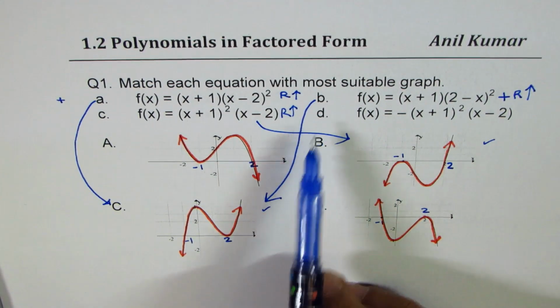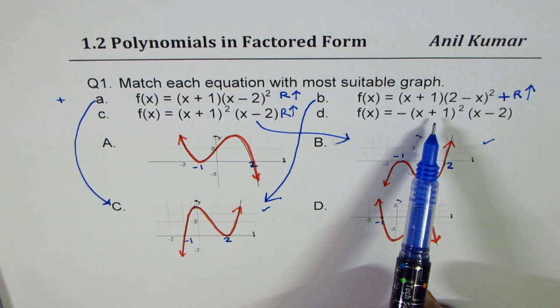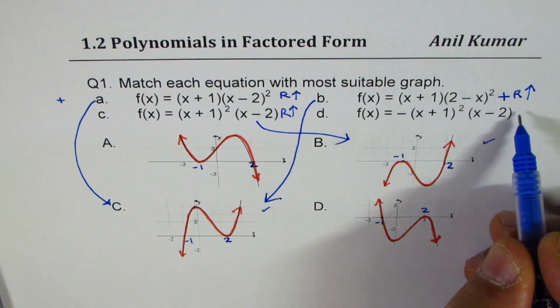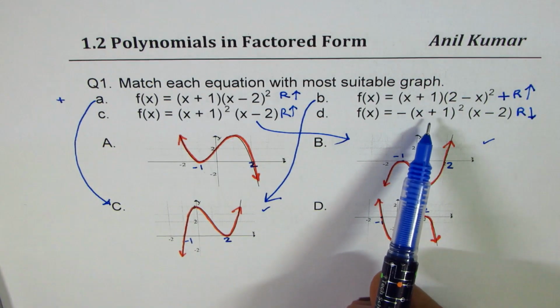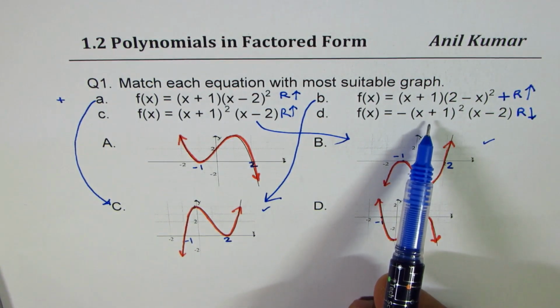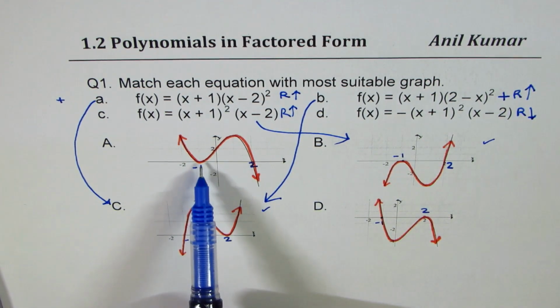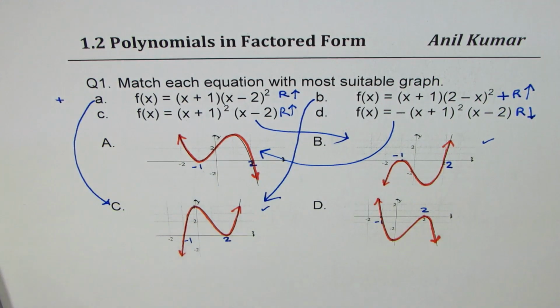Perfect. D, f of x equals minus (x plus 1) whole square. That means right side is down. Is it okay? Right side is down. Double zero is at minus 1, so there's a turning point at minus 1, right side down. So D matches with A. Correct? So now we can write down all our answers.